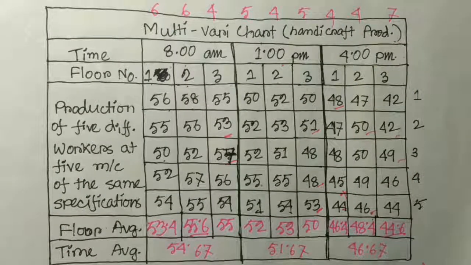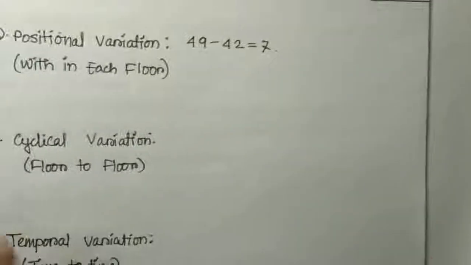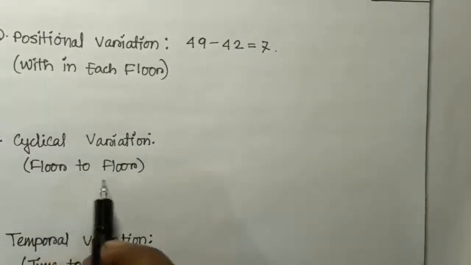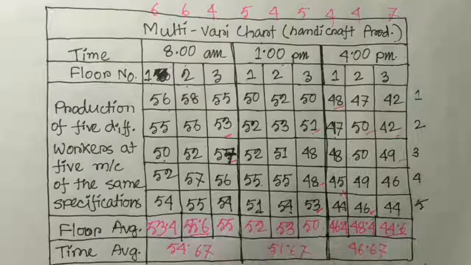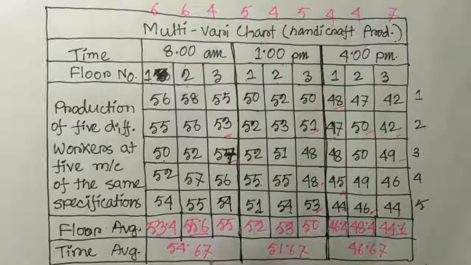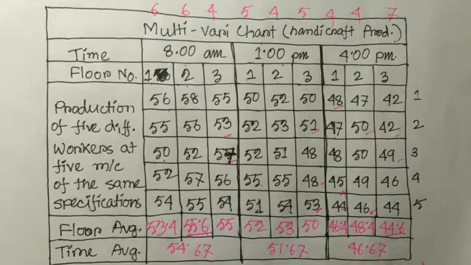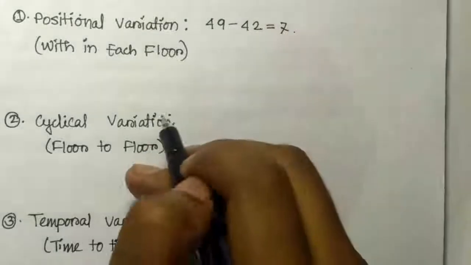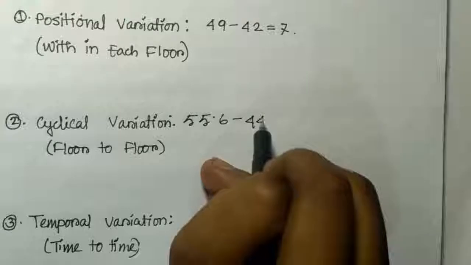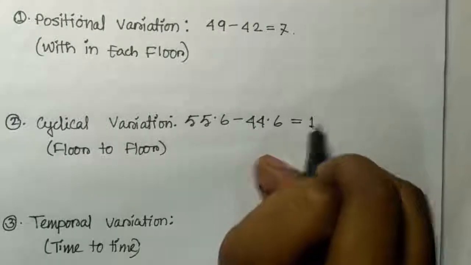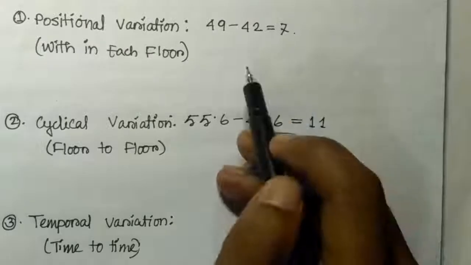Now we have to find our cyclical variation, which is floor to floor. Between floor to floor, what is the maximum average? 55.6. And what is the minimum average? 44.6. So the cyclical variation would be 55.6 minus 44.6, equal to 11. That is much more than the positional variation.